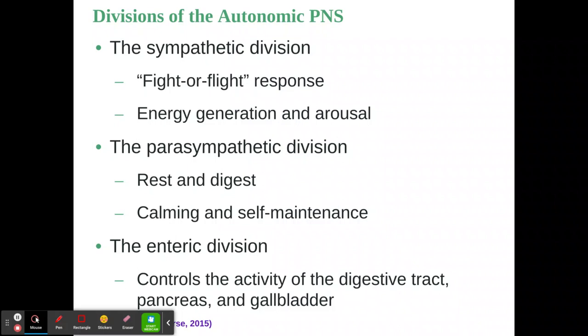And these two are also antagonistic, and I'll get into this on the next slide a little bit too. The sympathetic might arouse something where the parasympathetic might do the opposite. Then we have the enteric division. This is going to consist of complex networks of neurons in the digestive tract, also controlling the pancreas and the gallbladder.